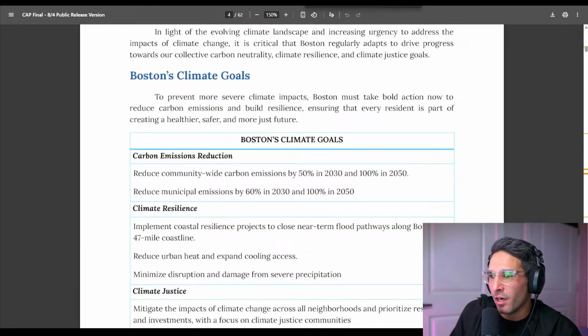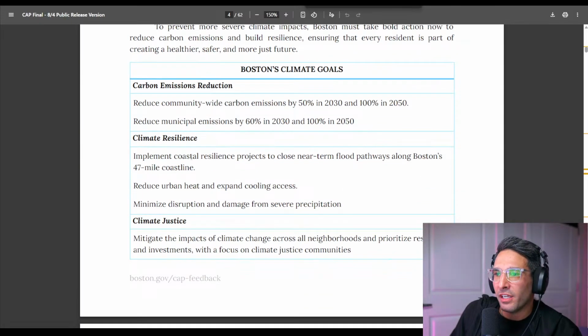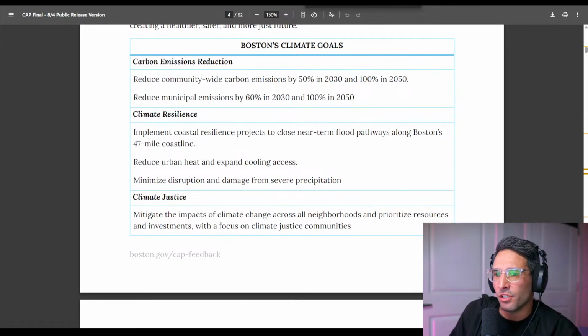Reduce community-wide carbon emissions by 50% in 2030 and 100% in 2050. Reduce municipal emissions by 60% in 2030 and 100% by 2050. Implement coastal resilience projects to close near-term flood pathways along Boston's 47-mile coastline, reduce urban heat and expand cooling access, minimize disruption and damage from severe precipitation, climate justice, mitigate the impacts of climate change across all neighborhoods, and prioritize resources.